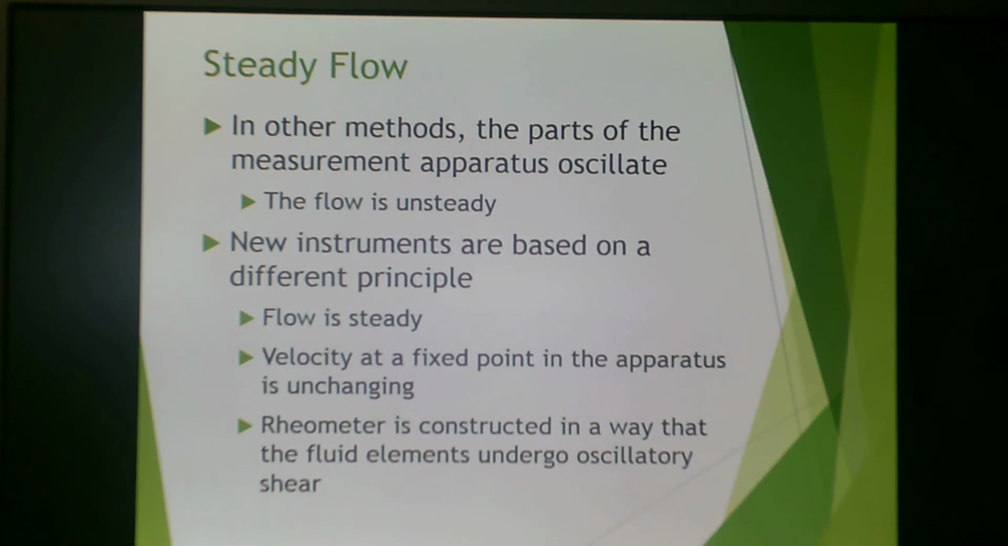Steady flow is another type of dynamic experiment. In other methods, the parts of the measurement apparatus itself oscillate, and this creates unsteady flow. Steady flow instruments are based on a different principle. As is implied by the name, the flow is steady. The velocity at a fixed point in the apparatus is unchanging, and the rheometer is constructed in a way that the fluid elements themselves undergo oscillatory shear, and not the elements of the apparatus.